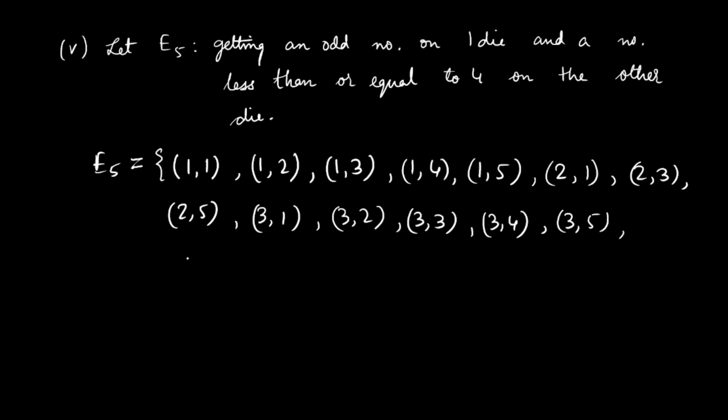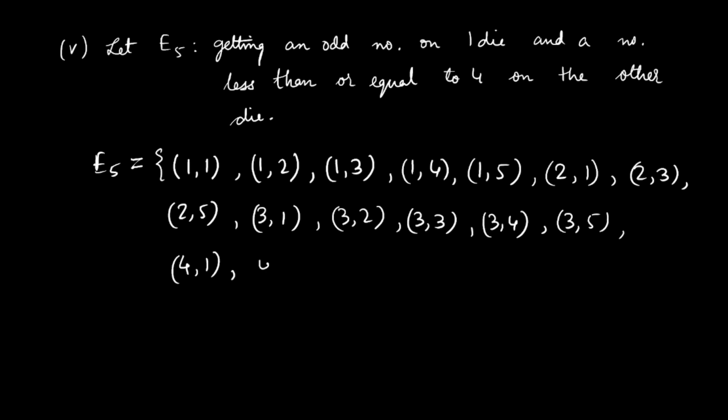Now for 4, 1, is this possible? 1 is an odd number and also a number less than or equal to 4. 4 is also a number less than or equal to 4. So this combination is possible. For 4, 2, neither of them is an odd number. So that combination is not possible.